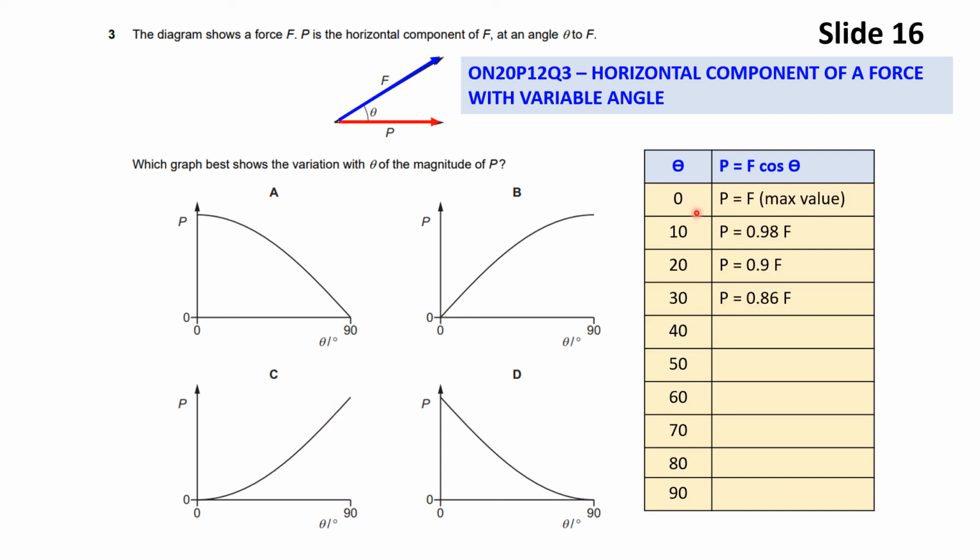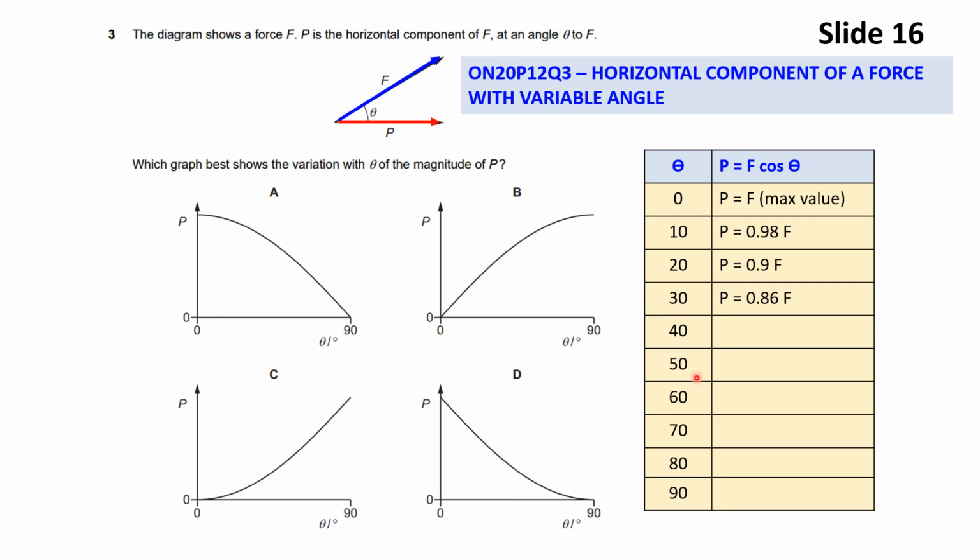So cosine of 0 is 1. So P is going to be equal to F, the maximum value. So if you look at the table here, when theta is 0, P will be maximum. So option A looks promising, option B and option C are definitely wrong. And now we have option D as well. P is maximum value when theta is 0, because cosine of 0 is 1.